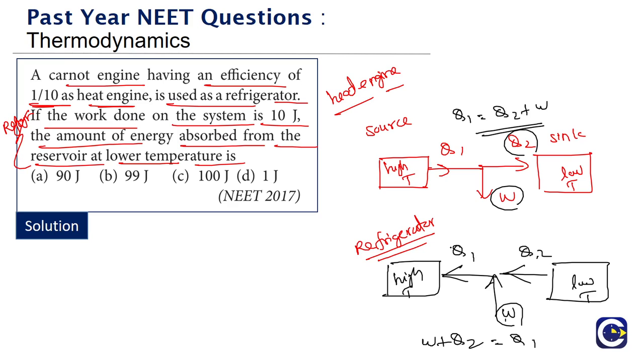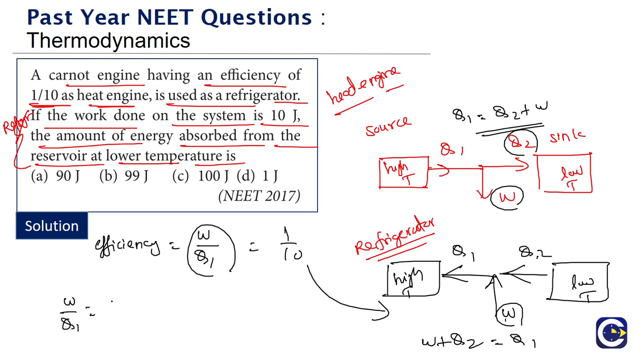Now they are saying the Carnot engine has an efficiency of 1 by 10. For a Carnot engine, efficiency is the amount of work that we are able to do divided by the heat taken from the source, Q1. This, they are saying, is 1 by 10. Now the same engine is used in reverse mode as a refrigerator. Means in the case of the refrigerator also, the W by Q1 value is 1 by 10, because the same setup is used.